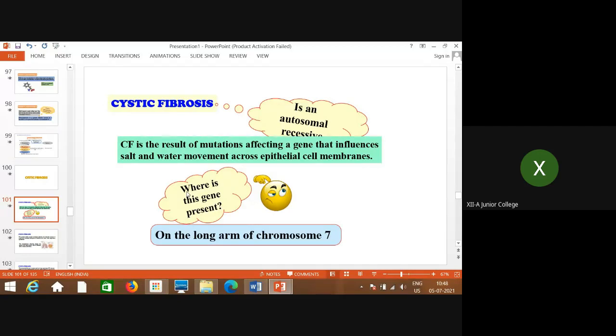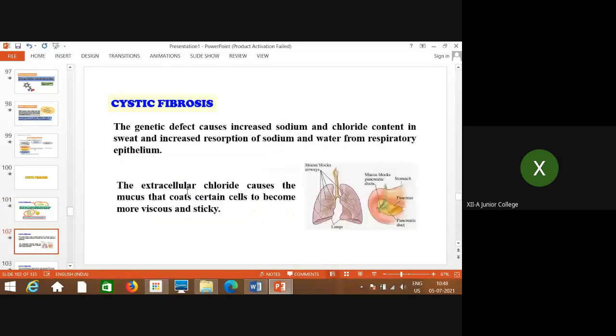Okay, cystic fibrosis, another example, autosomal recessive. CF is the result of mutations affecting a gene that influences salt and water movement across the epithelial cell membrane. And where is this gene present? It is present on the long arm of chromosome 7. See, all these are autosomal, and they are expressed only in the homozygous recessive condition.